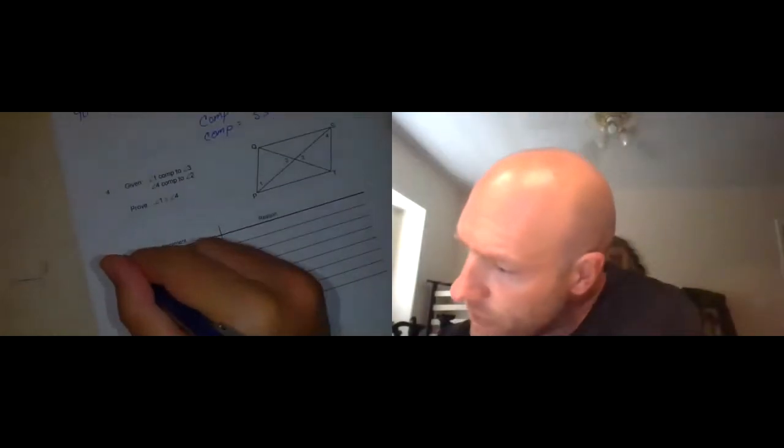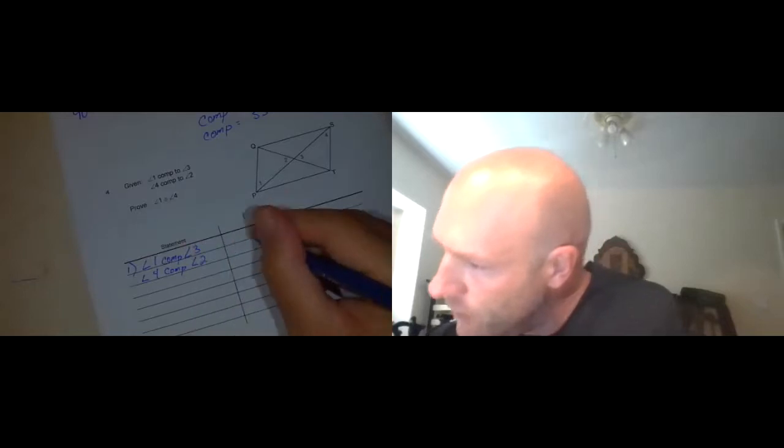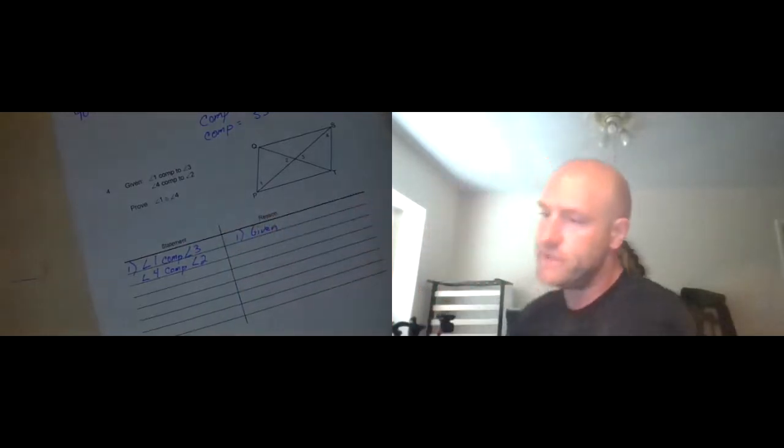I think I can do this one in 3 steps. I'm going to say 1, angle 1 is complementary to angle 3, and in the same step, but in a different line, angle 4 is complementary to angle 2. And like pretty much always, I started my proof with my givens.